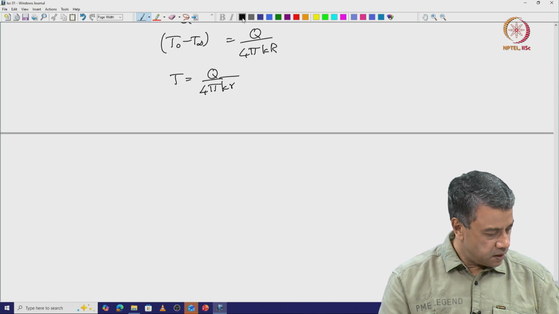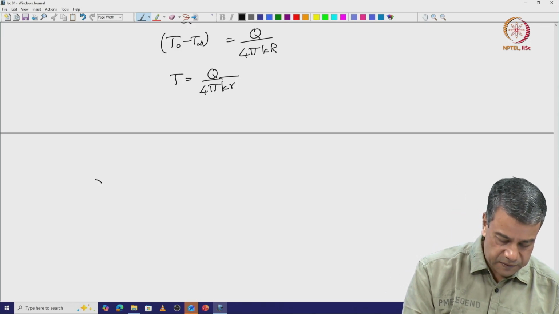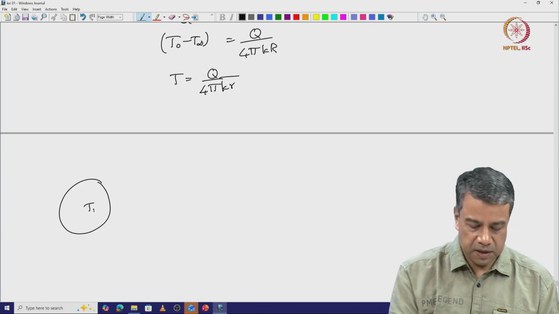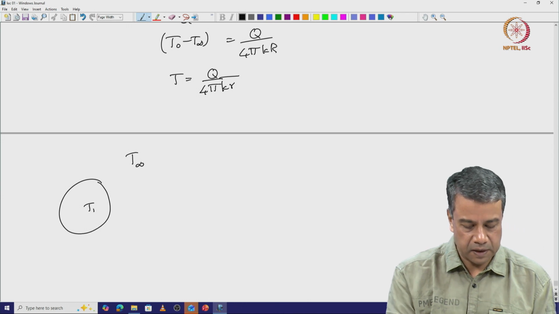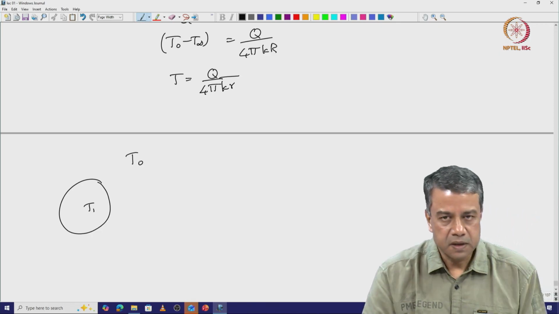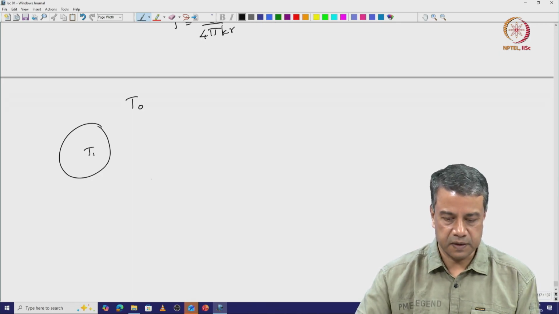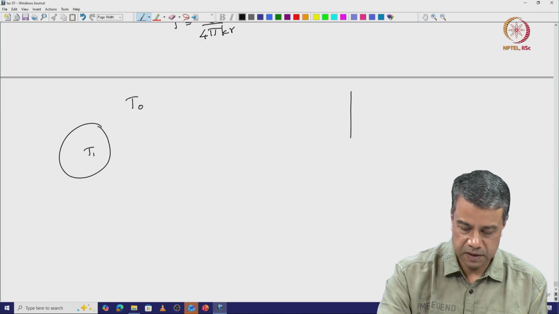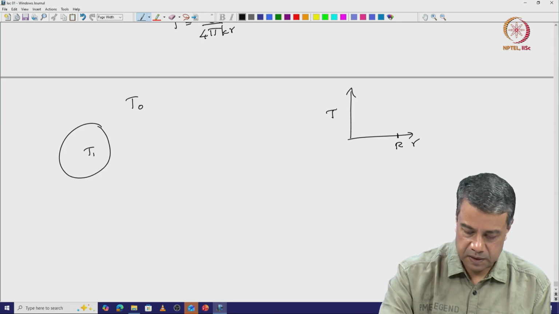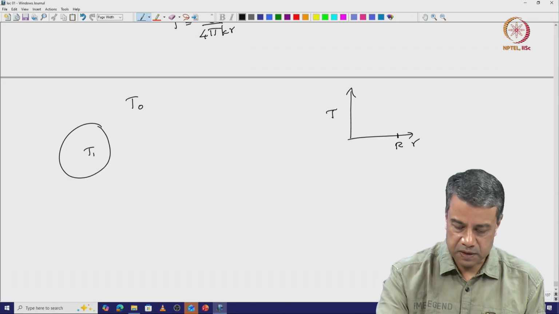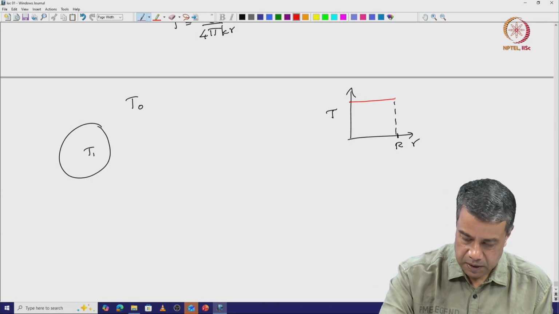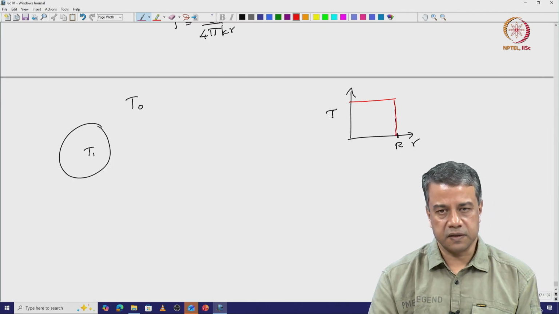So, the problem is that I have a sphere initially at temperature T1, immersed in a medium at temperature T infinity, with surface temperature T naught. Initially the temperature is T1 throughout the sphere. So, if I plot the temperature as a function of radius, this is capital R, initially the temperature throughout the sphere is at T1, and it decreases at the surface to T naught.